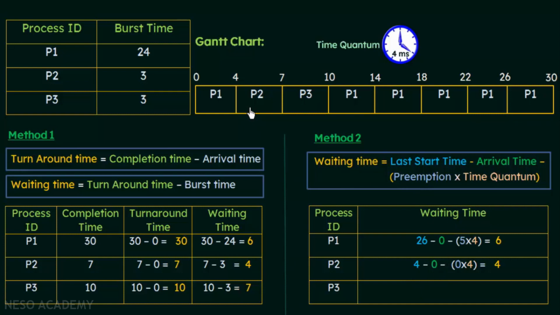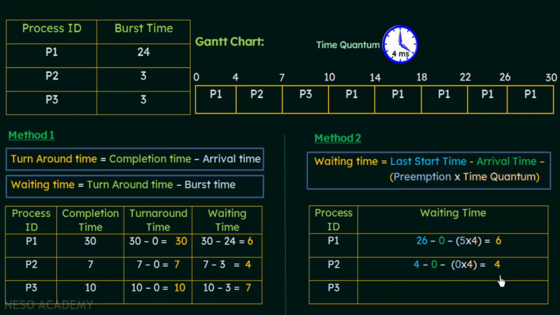So how many times did P2 get preempted? We see that P2 was never preempted. P2 got the CPU once and it completed its execution at that time itself. So there is no preemption for P2. So the preemption is 0. So multiplied by the time quantum, which is 4 milliseconds. So that is 0 into 4. So 4 minus 0 minus 0 into 4 gives us 4 milliseconds.